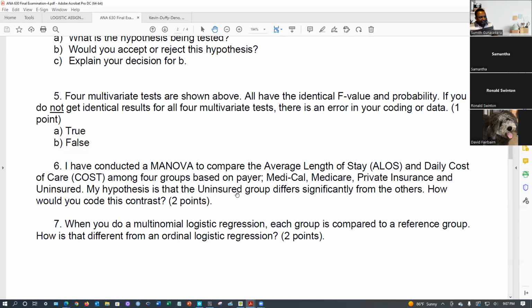My hypothesis is that the uninsured group differs significantly from the others. How would you code this contrast? I'm going to keep the uninsured group fixed and see how the other groups, Medi-Cal, Medicare, and private insurance, differ from it. I'm not looking at the difference between two consecutive groups. This is multivariate, so how do I write the contrast? Let's have a look.